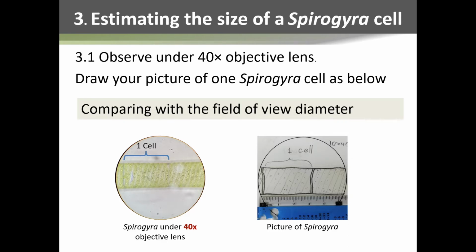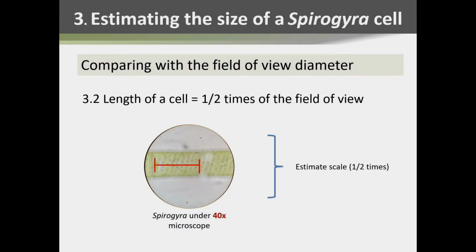For this picture, notice the length of the cell by comparing to the field of view diameter. Then, carefully draw a picture of this specimen in the lab report. Make sure you draw the picture to scale. Also, write down the size of the Spirogyra cell in comparison to the field of view diameter. We estimate that the length of each cell is about half of the field of view.